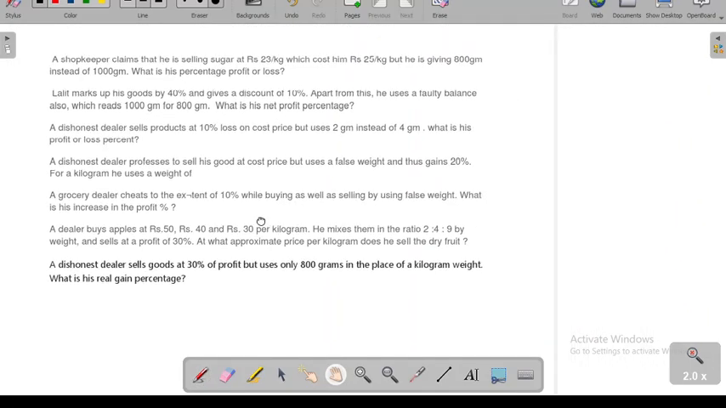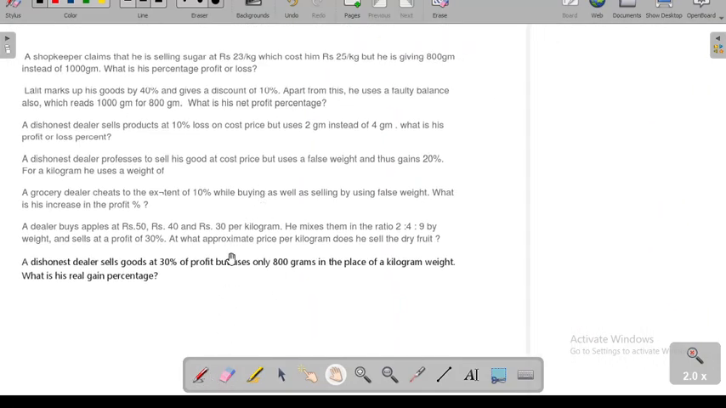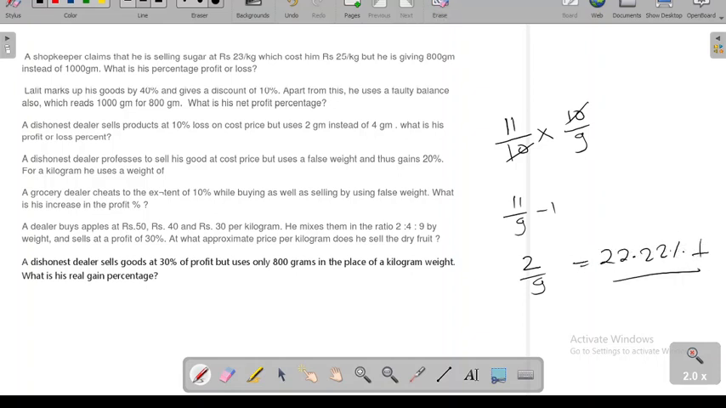So let's see the next question. A grocery dealer cheats to the extent of 10% while buying as well as selling. So while buying he is getting 11 instead of 10, so this is a profit situation, and while selling he is giving 9 instead of 10, so this is also a profit situation. What is his increase in the profit percentage? So we will do 11 by 9 minus 1 for the profit percentage, so 2 by 9. 1 by 9 is 11.11, so final answer would be 22.22 percent profit.